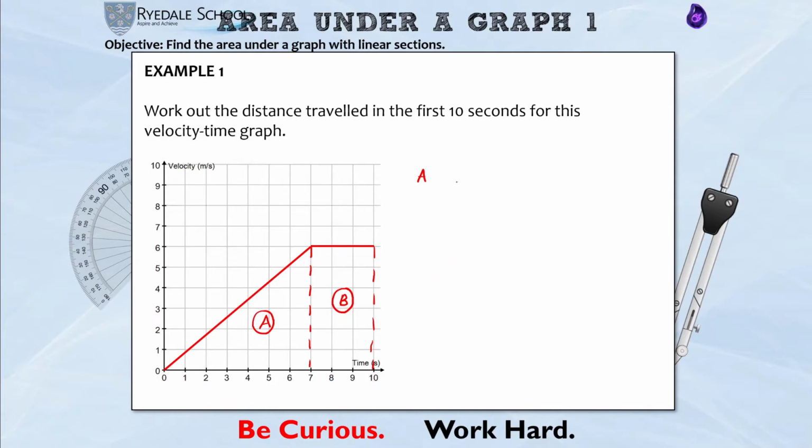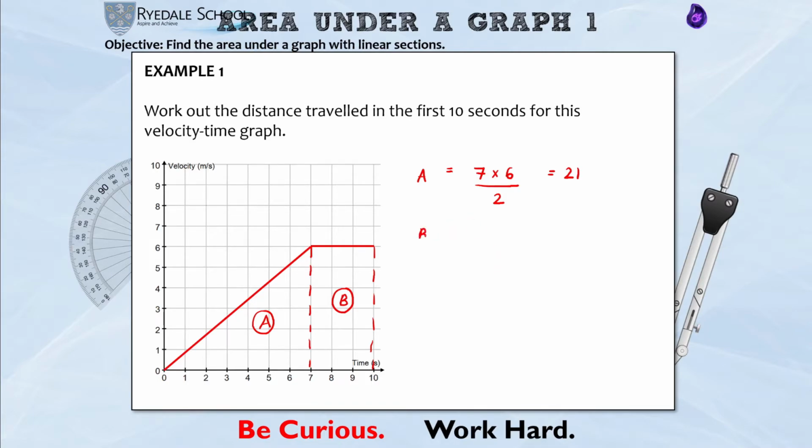Well, we can see it is a triangle with base 7 and height 6. So I need to do 7 times 6. But of course, because it's a triangle, I need to remember to divide that by 2. So 7 times 6 is 42, and divided by 2 is 21. So section A represents a displacement or distance of 21 meters.